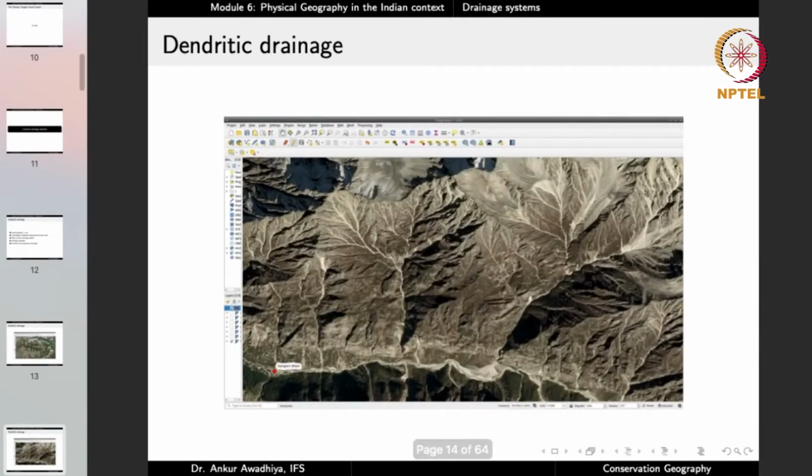So this is the dendritic drainage. This is another example. In this case, these are all different tributaries of the Ganga, and here again you can observe that this is the main trunk, then you have the branches, and you have a large number of sub-branches. Here again, this pattern looks like a tree.